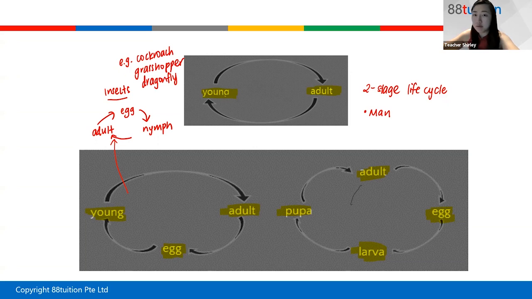Okay, so these are the examples of your nymph, right? And then what else do we have? Some other 3-stage examples would be, for example, your frog and your hen. Okay, so these are others. So we have your insects. Insects, the young is called a nymph. So there's a special term for it.